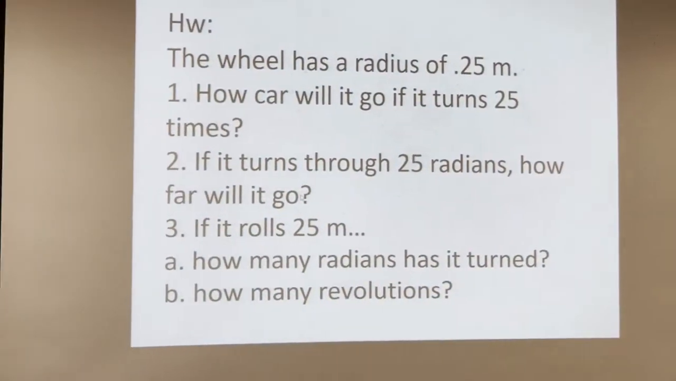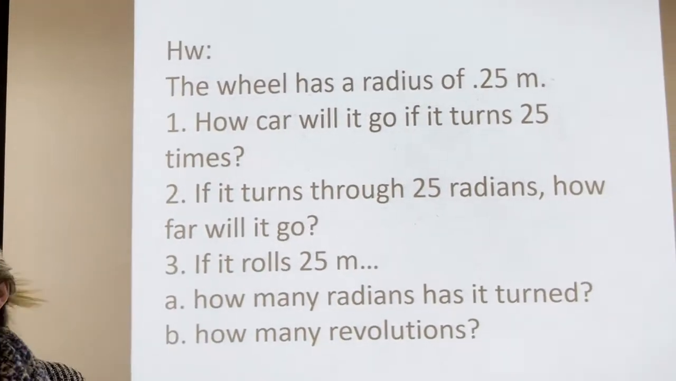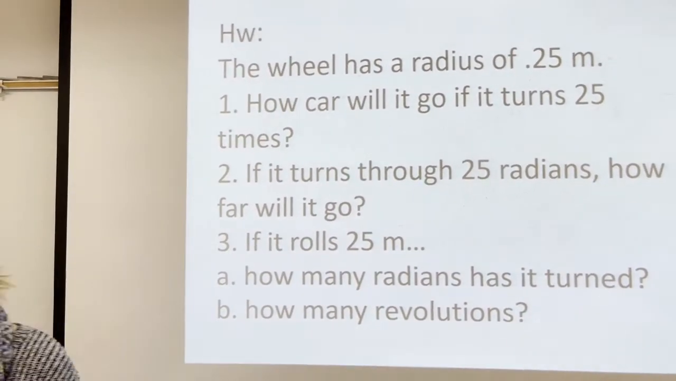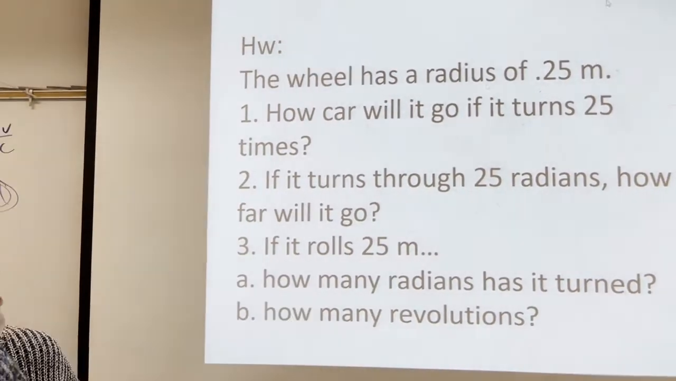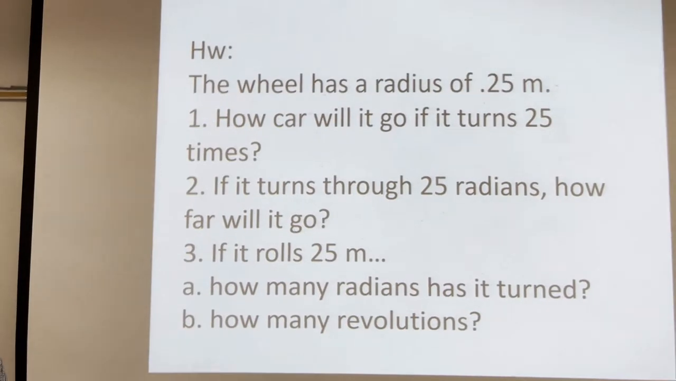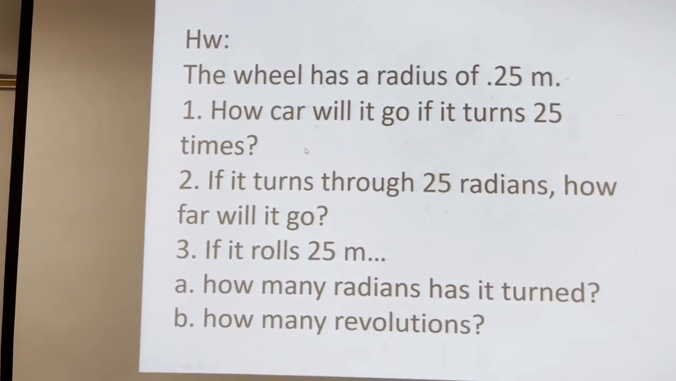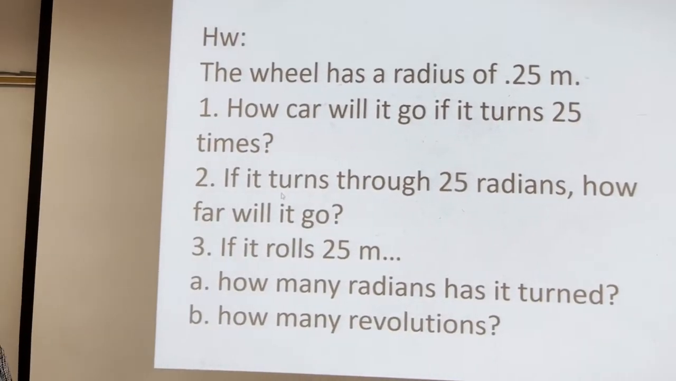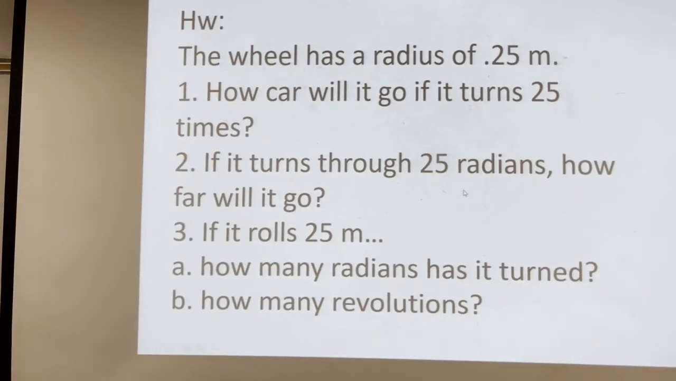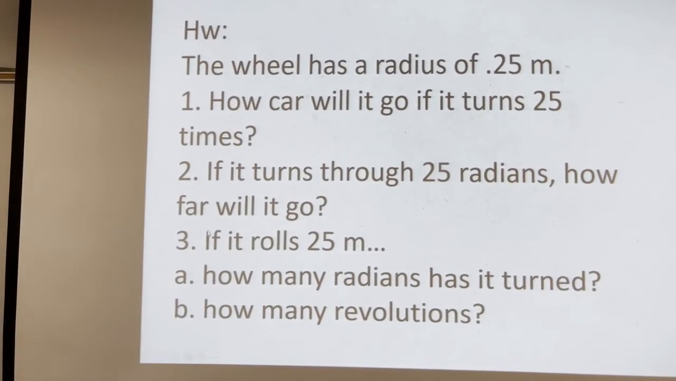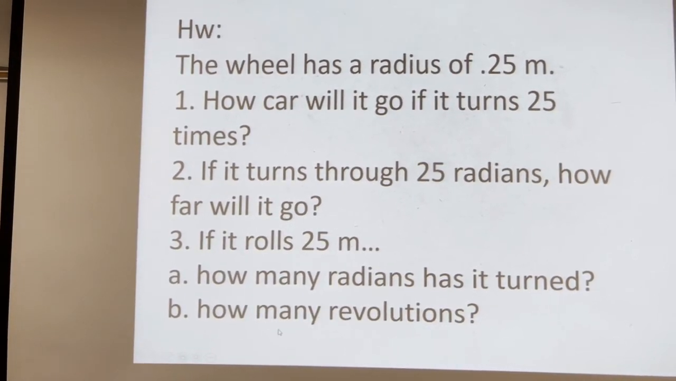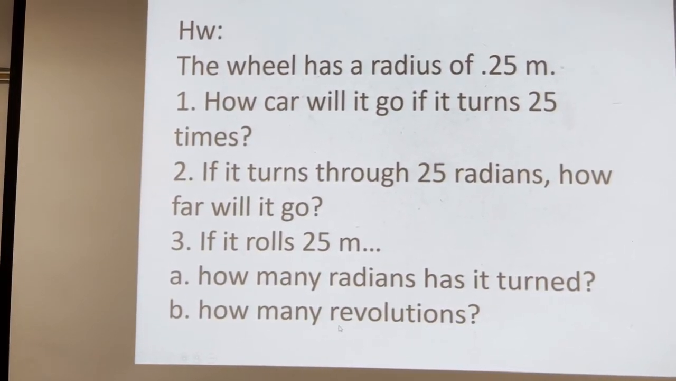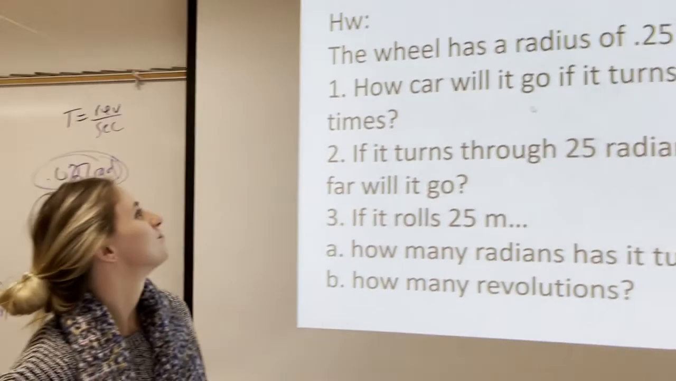Except for the homework. The wheel over here, as we measured before, has a radius of 0.25 meters. How far will it go if it turns through 25 radians? If it rolls 25 meters, A, how many radians has it turned? B, how many revolutions? Do it. All right, good luck.